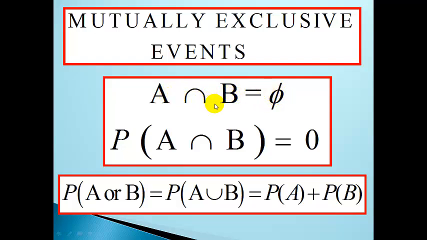So if A intersection B is empty set, then probability of A intersection B will be equal to 0, because probability of empty set is equal to 0 from the law. And therefore, from the compound event, probability of A or B, which is equal to probability of A union B, will be equal to probability of A plus probability of B.